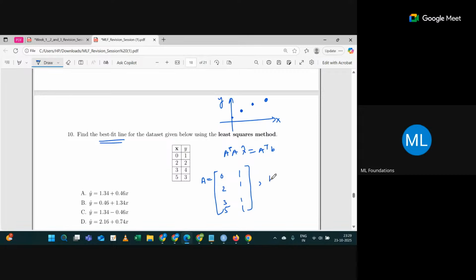And what is B? B is the output: 1, 2, 4, 3. Very good. And x hat is unknown. We have to estimate it, we have to calculate it.